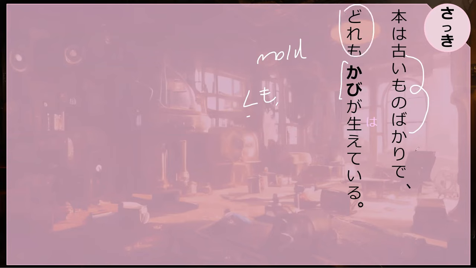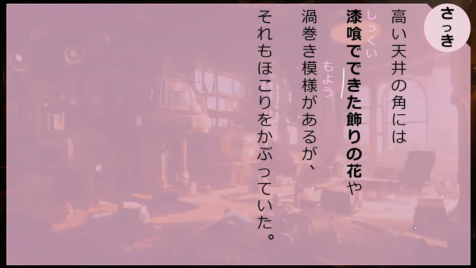You know what a kabi is? I'm guessing a spider? That's a good guess, but that's kumo. Two hiragana characters, just like kabi. Kabi means mold. So it says the books are old, all of them are old, and all of those books have mold growing on them. Kabi ga haeteiru. Kabi is mold.